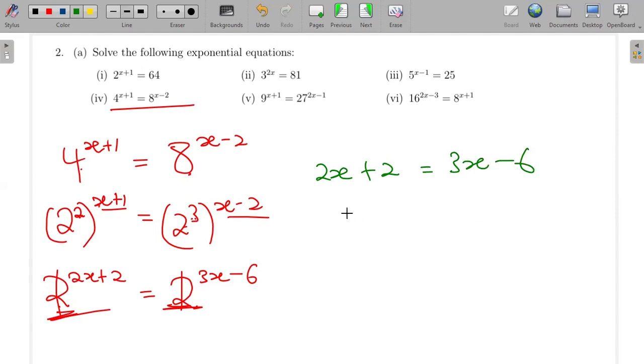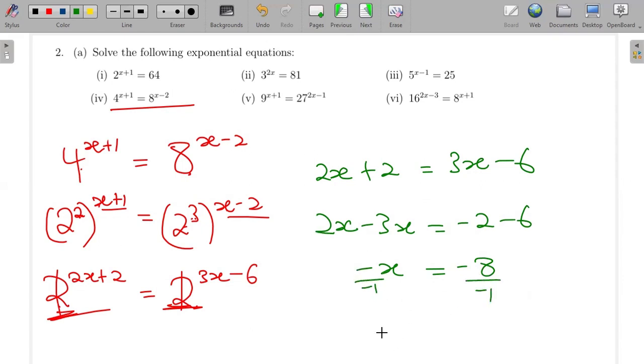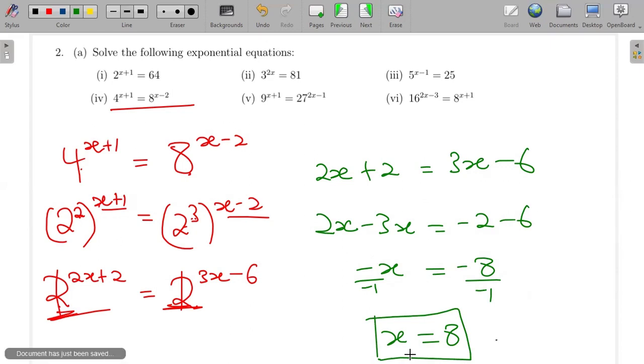Like terms together, I get 2x − 3x = −2 − 6. This is just going to give me −x = −8. So now let's divide both sides by negative 1. So we get x is actually equal to 8. Okay, so any questions there?